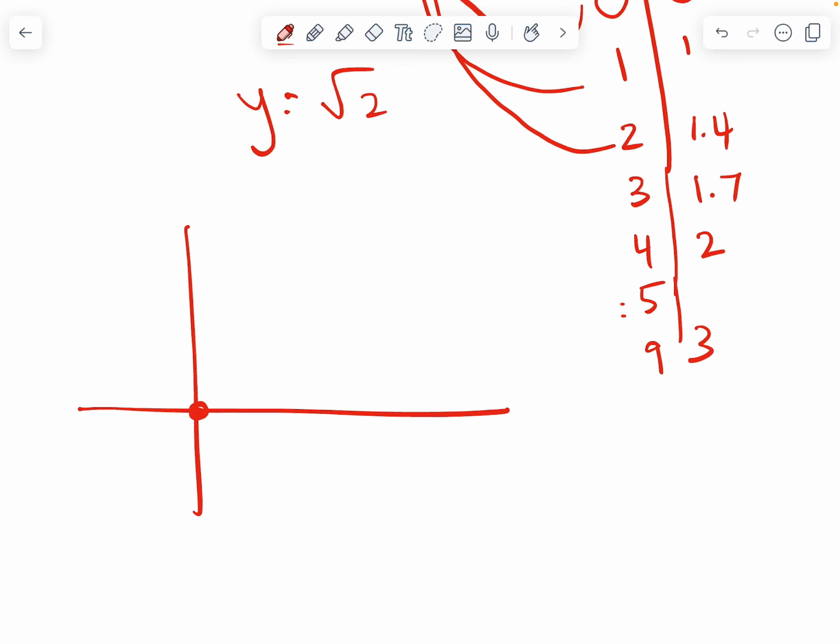We have the point 0, 0, we have the point 1, 1, and then 4, comma 2. So it goes really steep and then it flattens out. And then all the way at 9, we get up to 3. Okay, so that's the basic square root function.